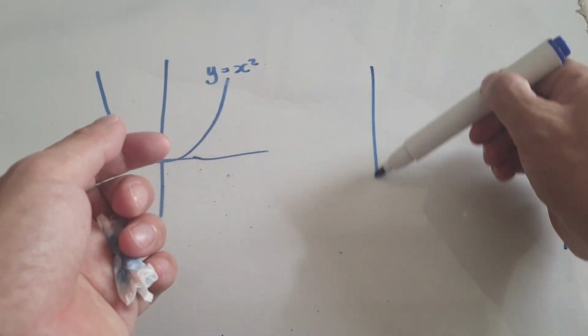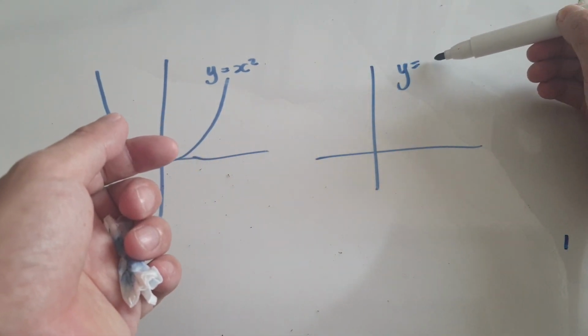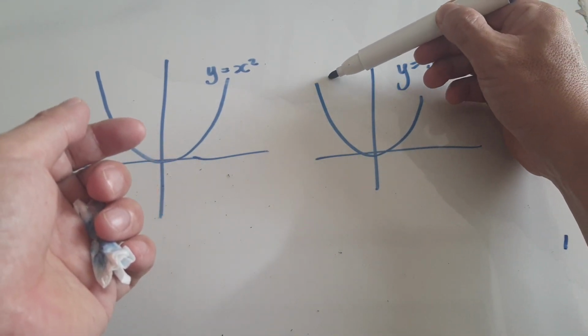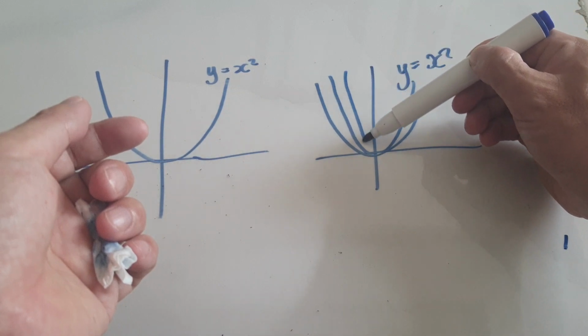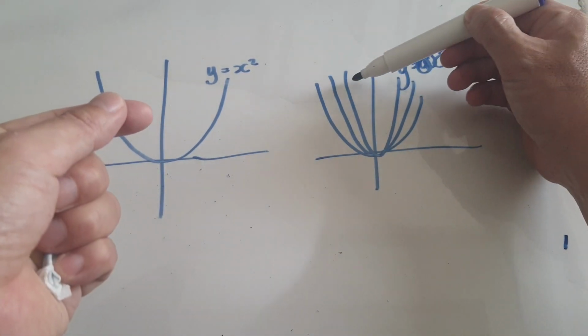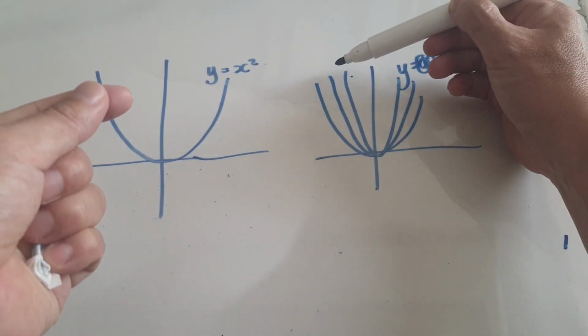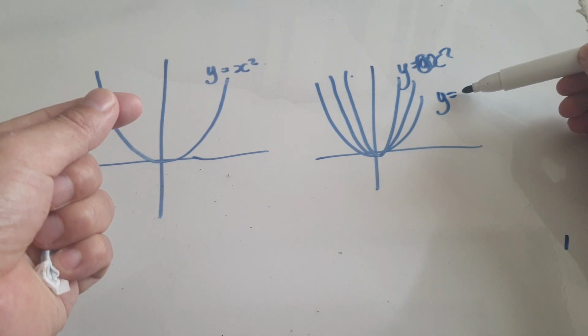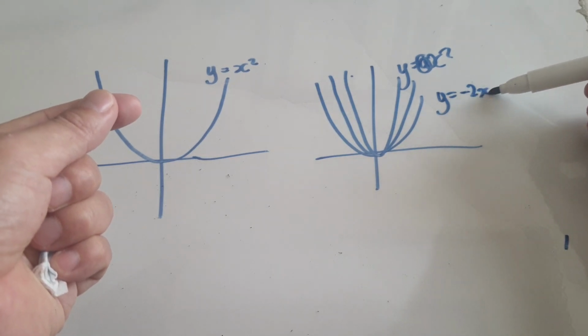As a summary, y equals x squared looks like this. y equals 2x squared looks like this. y equals 3x squared looks like this. So any number that's bigger than 0, it will bend upwards. It will concave upwards. Now, a number like y equals, let's say, negative 2x squared.